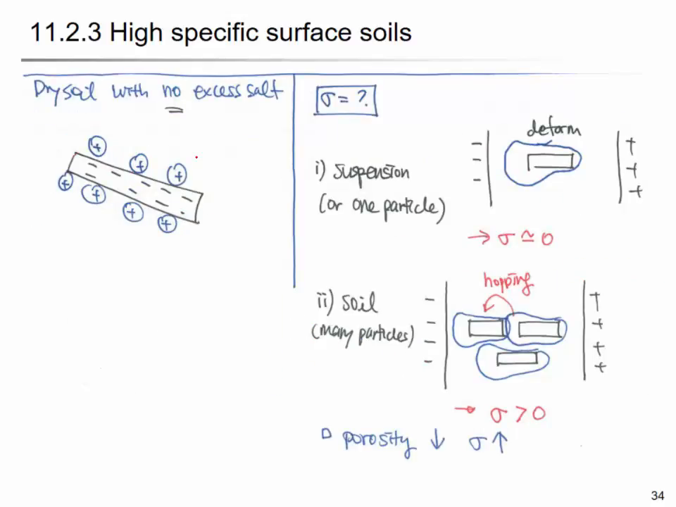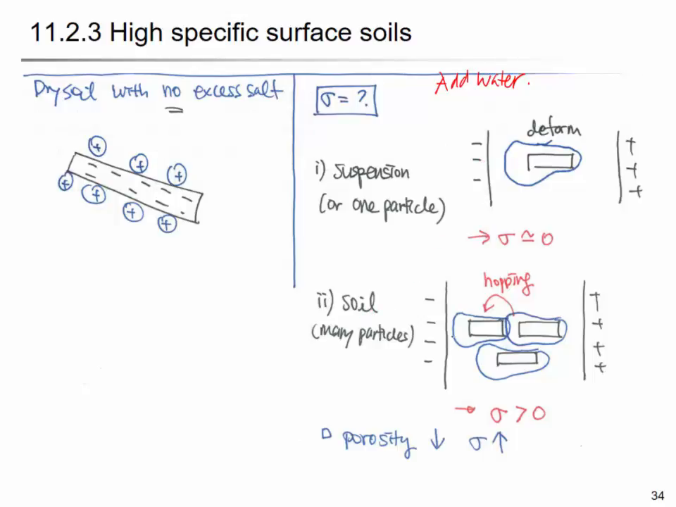And when you have dry soil with no excess salt, what happens? When you add pure water, we can think of two cases. You have a suspension and you have soil. In the suspension, the particles are not touching each other, so you can idealize it with one particle. When we apply the electric field, the double layer will deform locally, so it's going to be polarized. But still, you don't have any particle connecting to the other electrode, so the charge cannot flow.